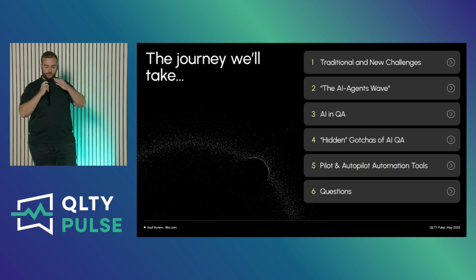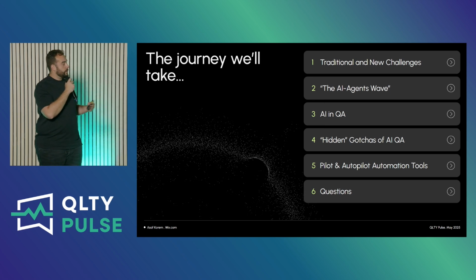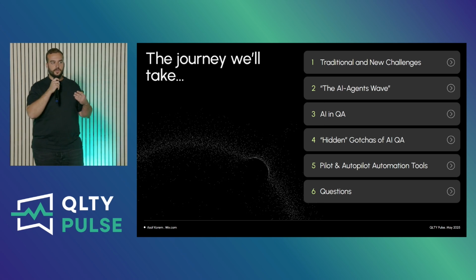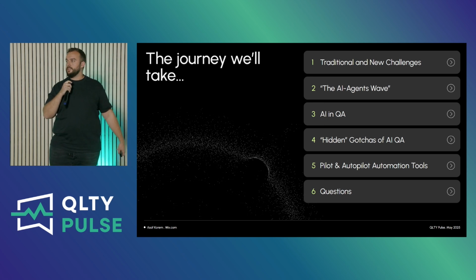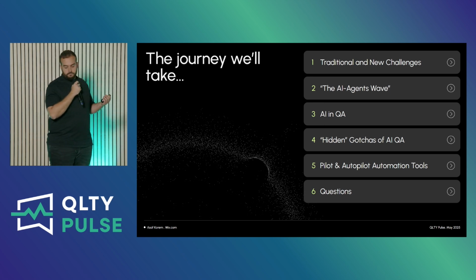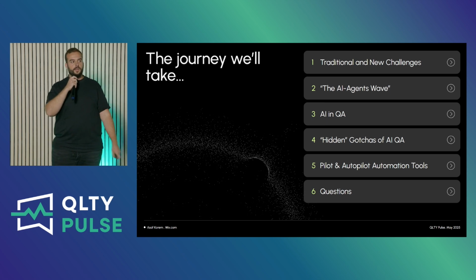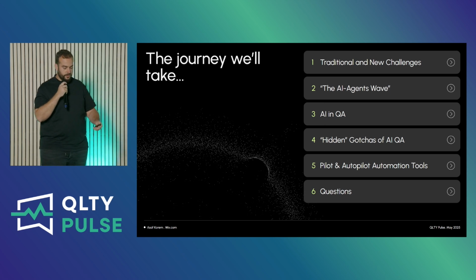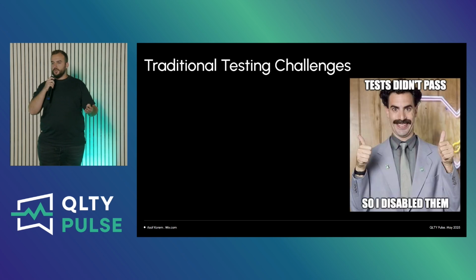So, a quick brief of what we are going to cover today. I will start by speaking about the traditional challenges that we are facing when testing apps and websites, and also the new challenges that are coming with the new era of AI. Also, we'll talk about AI agents and how you can integrate them into QA in general, and some of the problems that we are facing when using AI in QA, and also things that are relevant in general to AI. And lastly, Pilot and another surprise after that called Autopilot. So let's start with the traditional challenges.